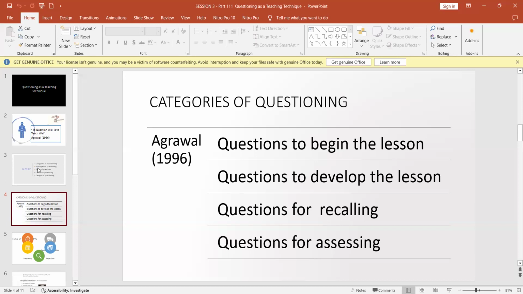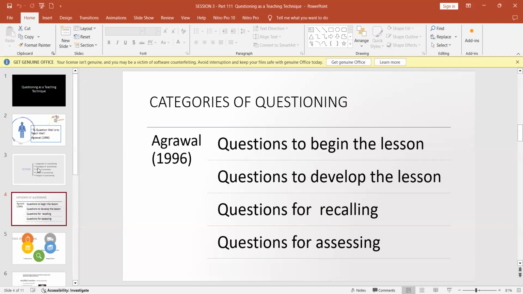Now according to Agrawal, the teachers use another category of questioning, that is questions to develop the lesson. What is meant by questions to develop the lesson? Key areas of the lesson, definitely yes. That is it. Key areas of the lesson, the important parts of the lesson. Teacher asks questions on the important parts of the lesson. So then the step-by-step development of the lesson.